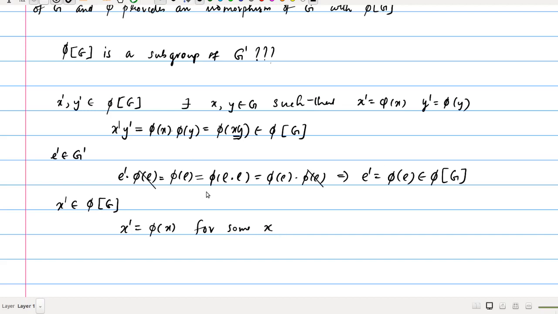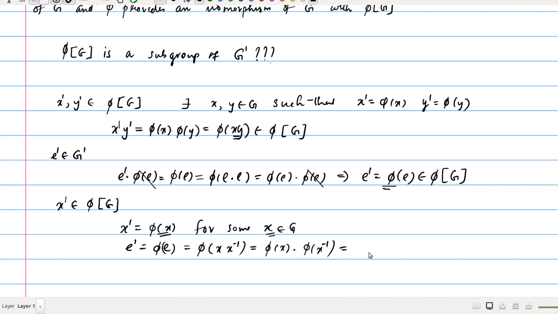Okay, then you can write E prime is equal to, we know that E prime is phi of E, which we have proved here itself. So E prime can be written as phi of E, but E can be written as x inverse. For this, x is an element of G, then x inverse is also an element of G, and x inverse will give the identity, therefore identity can be replaced by this. Now using the property of phi, it's a homomorphism, so this can be written as phi of x into phi of x inverse. Okay, but what is phi of x?